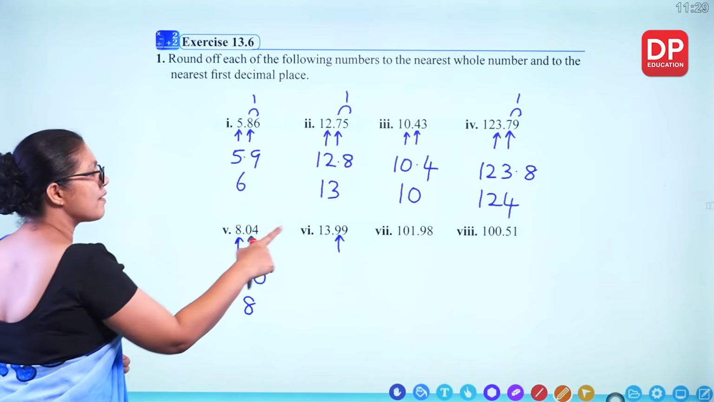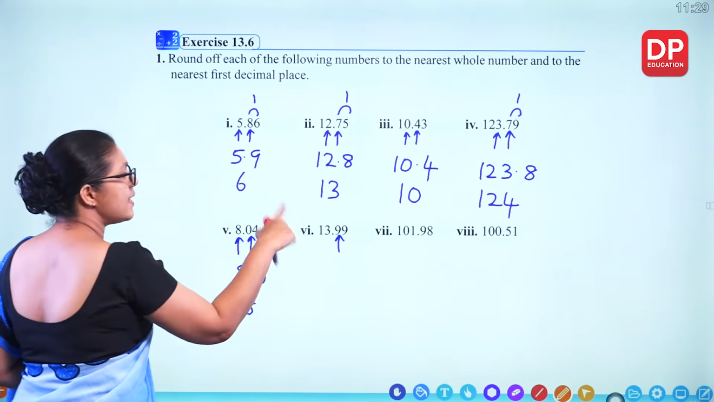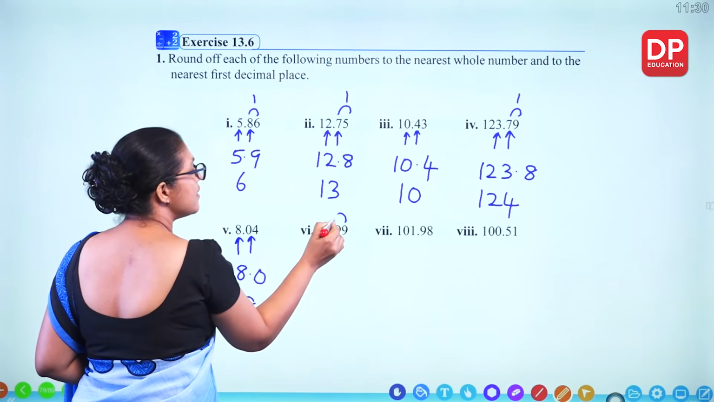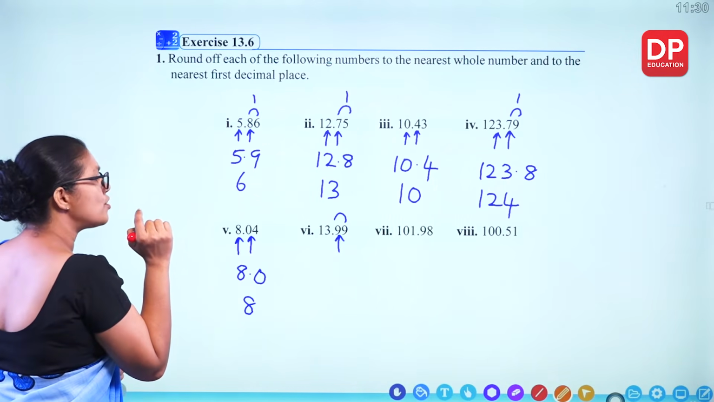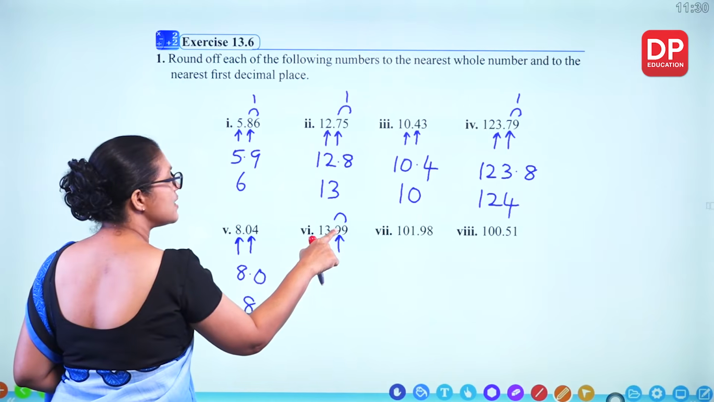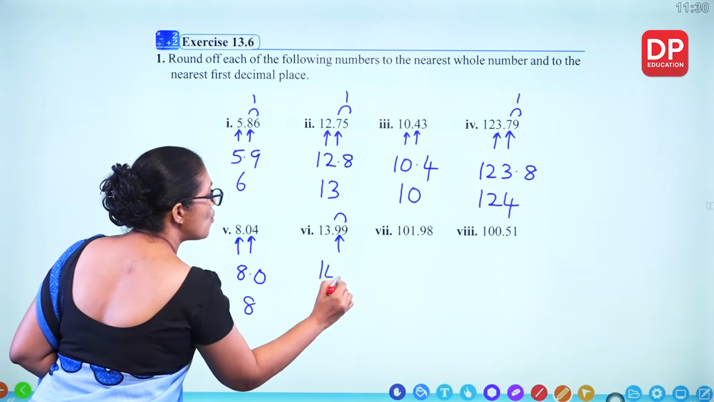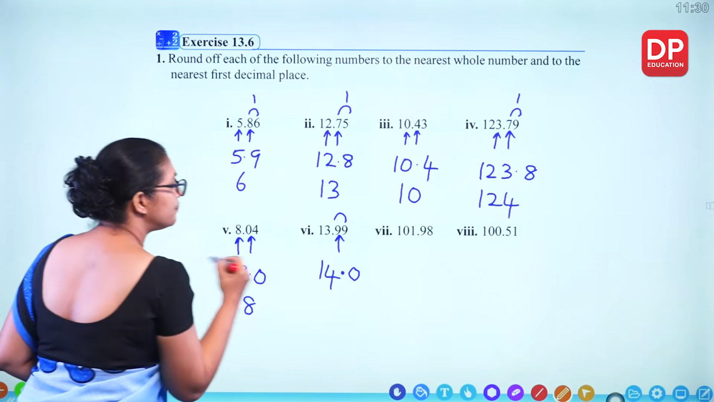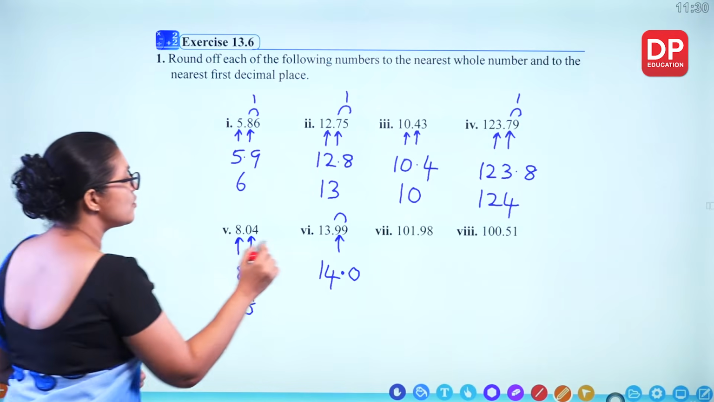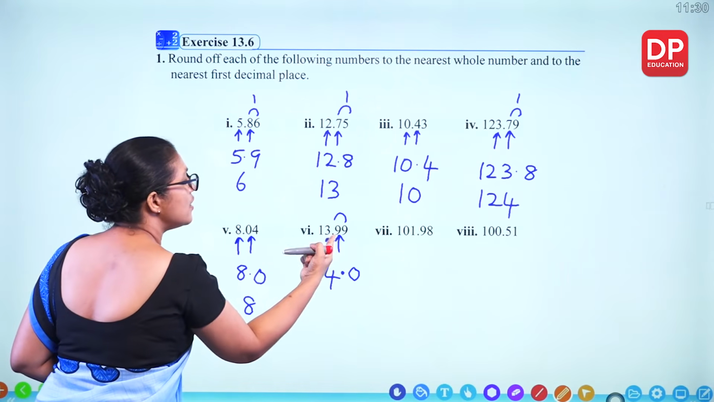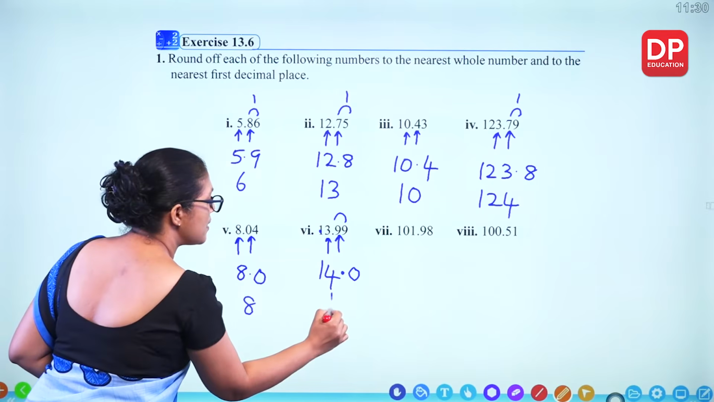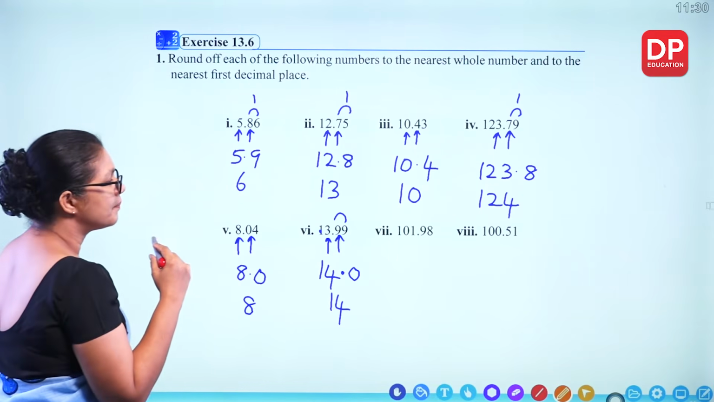13.99. So this is 9. The next digit is more than 5, add 1 to that. So this becomes, adding 1 means 14.0. Then to the nearest whole number, you need to add 1. So this becomes 14.